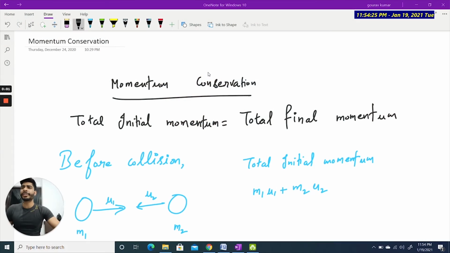So okay guys, here is momentum conservation. This law says that total initial momentum is equal to total final momentum. So to understand this, we will take a very simple example of two balls. Let's say you have two balls and you are making them collide with each other.